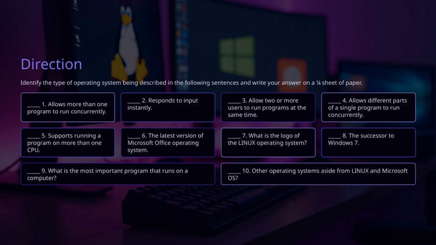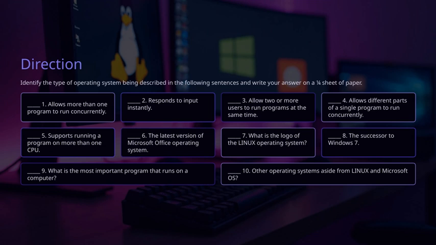That describes a multiprocessing operating system, which can utilize multiple CPUs to boost performance. Next, number 2 mentions, responds to input instantly. This is characteristic of a real-time operating system, which is designed to process data immediately and is often used in critical systems. Number 9 asks, what is the most important program that runs on a computer? Well, that's the operating system itself. It's the core software that manages all hardware and software resources.